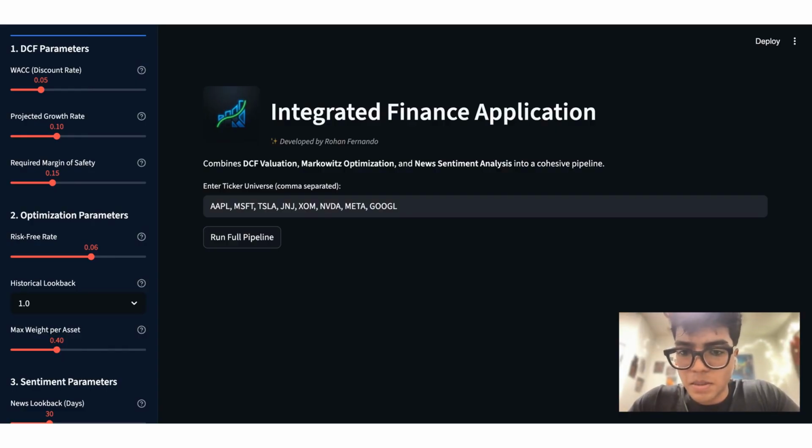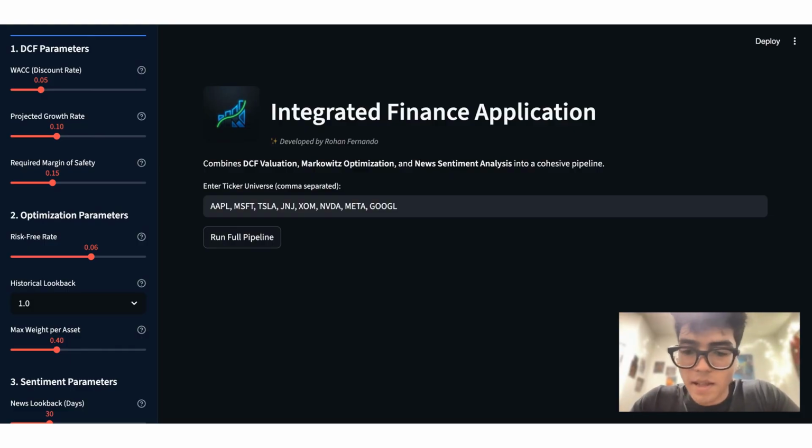The core idea is simple but powerful. Before you even think about optimizing a portfolio, you should ask whether the stocks you're considering are worth owning in the first place. So, the pipeline I built answers that question in three sequential steps.